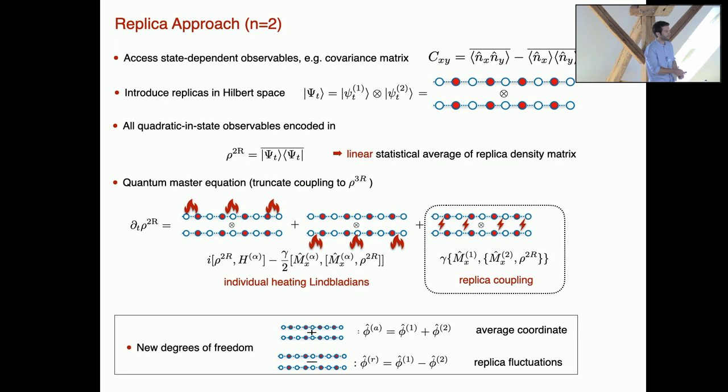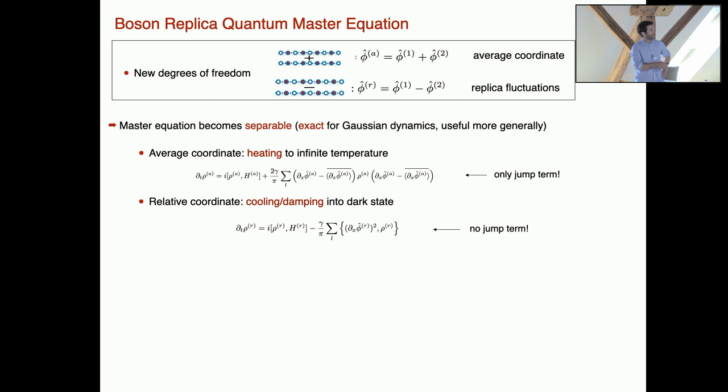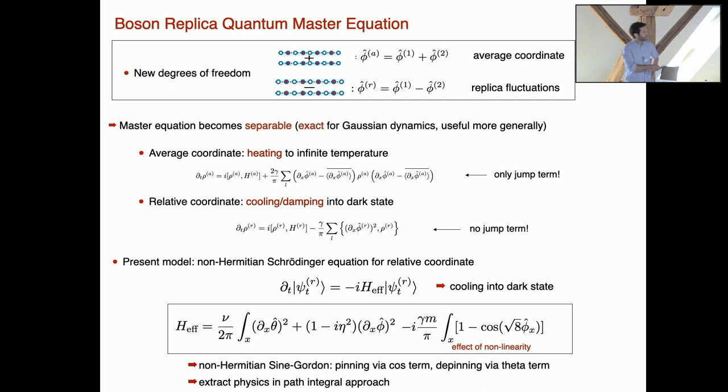And you can then formulate equations of motion for these new degrees of freedom, and you see the clear structure: this average coordinate just heats up all the time. It gets all the noise in the problem, while the relative coordinate cools down into some kind of dark state. And because of this decoupling, at least on the level of linear theories, approximate and otherwise, we can formulate an effective non-Hermitian Schrödinger equation, which is governed by this Hamiltonian here.